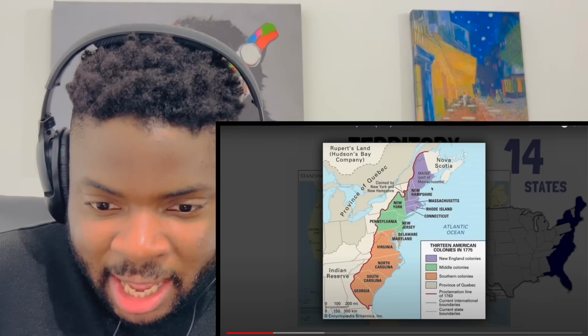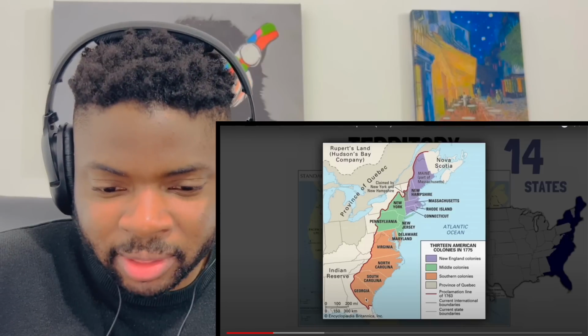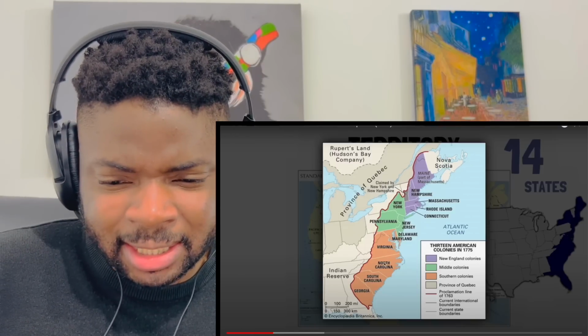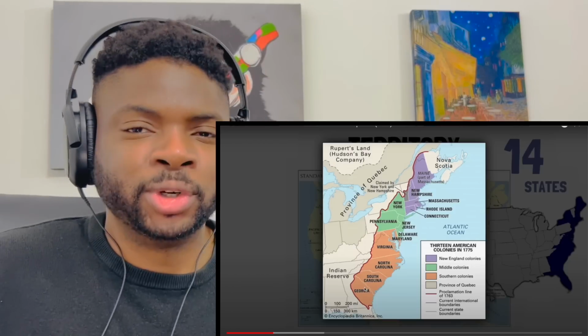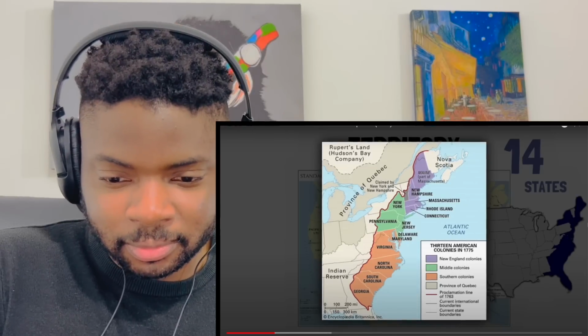Okay, so we have New York, Pennsylvania, Virginia. Okay, I forgot about these. I would have thought these would be the South. I guess, are they still part of the South? Surely Georgia's still considered the South, right? Exception, among others, being Florida, which was still Spanish at the time.